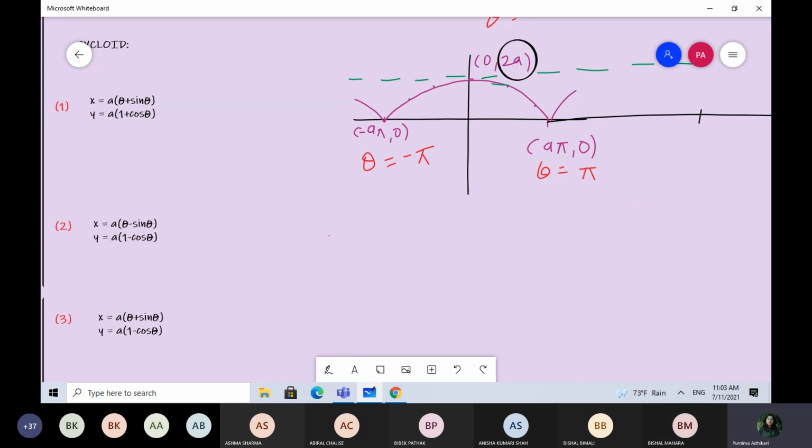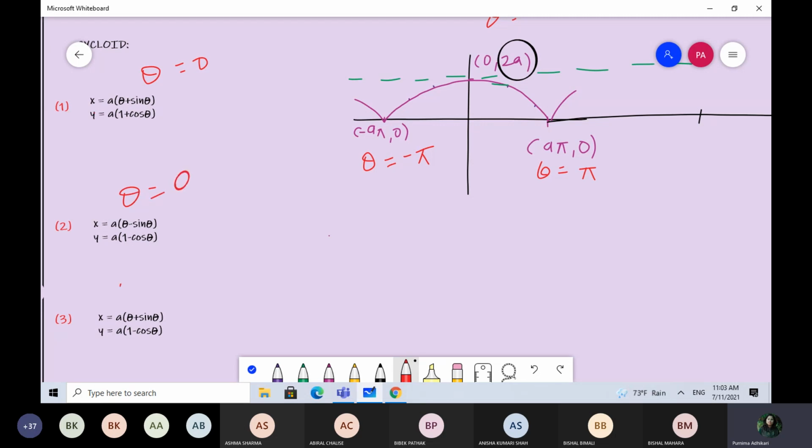Okay, so next let's draw our cycloids. Now we have already decided that your cycloid will be facing downward and definitely its length and area will all be equal. Then what is the difference between these two cycloids? Can you just think about it? And let me give you a trick. Put theta equals 0. The difference is the starting point. So let's put theta equals 0 in all of them and see the value.